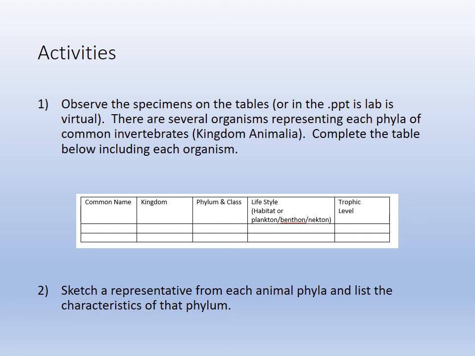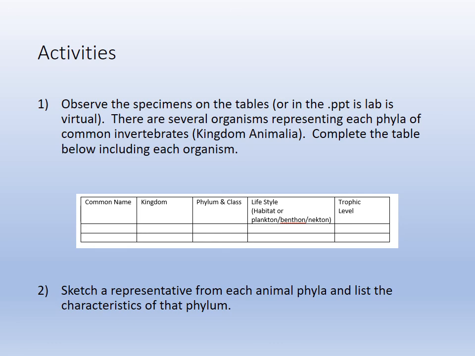our book, lifestyle, whether it's a plankton, a drifter, a benthon living on the bottom, or a nekton, a swimmer, and trophic level. Trophic level would be autotroph, that's a photosynthesizer. Heterotroph, carnivore. Heterotroph, omnivore. Heterotroph, detritivore. Detritivore eats the seafloor or filters the water, having organics. How it gets its food.